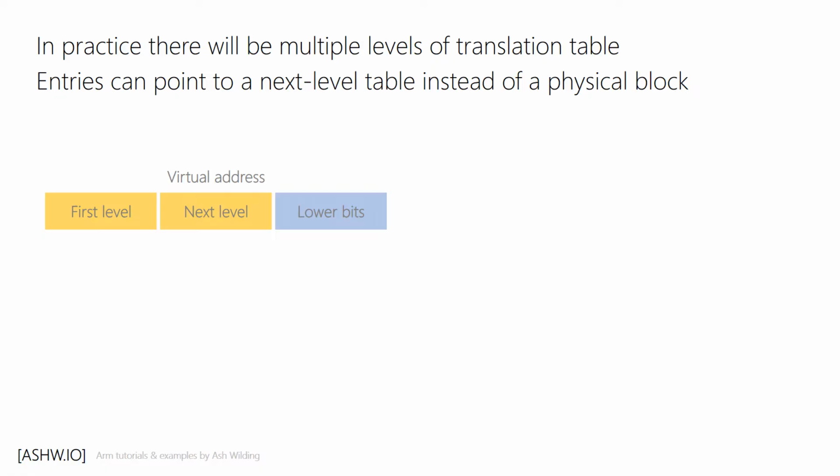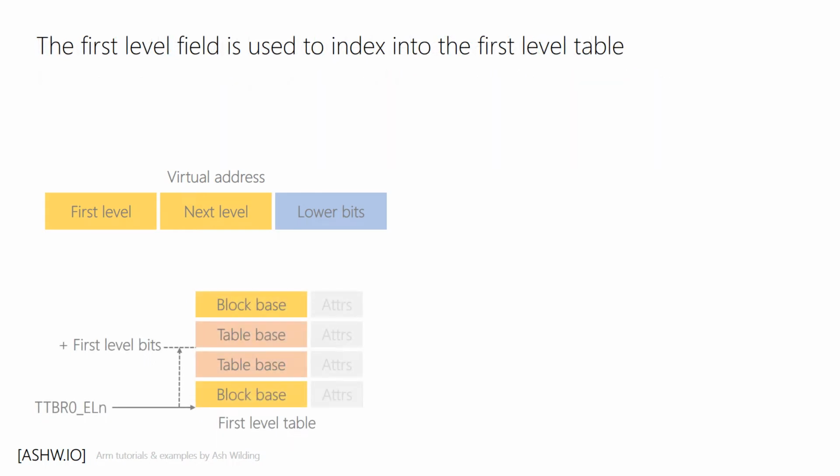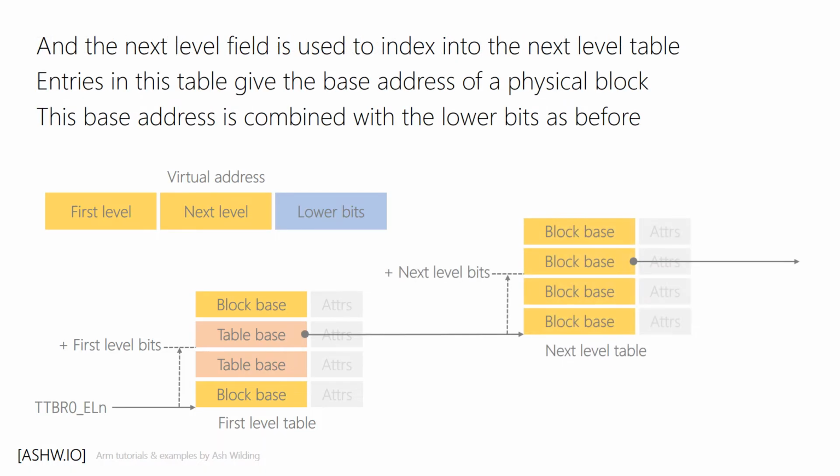To facilitate this, the upper bits of the virtual address are further split into separate fields. Here, the first level field from the virtual address is used to index into the first level table, where each entry can either point to the base address of a physical block of memory or to a next level table. In that case, we take the next level bits from the virtual address and use those to index into that table. The entry here will finally give us the base physical address of a block of memory, which we can combine with the lower bits from the virtual address like before.